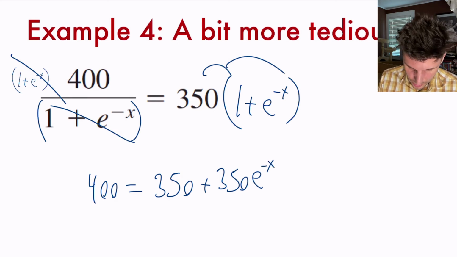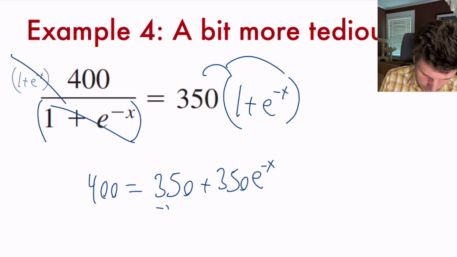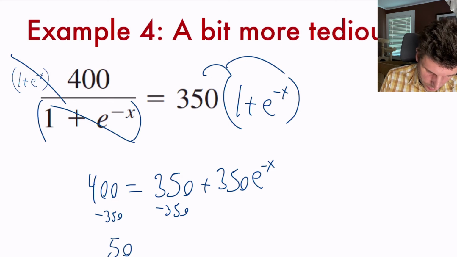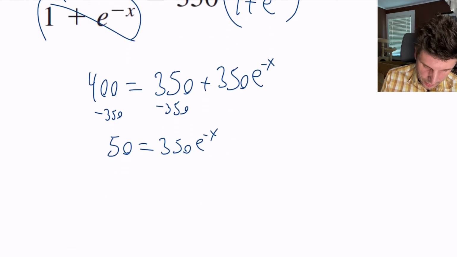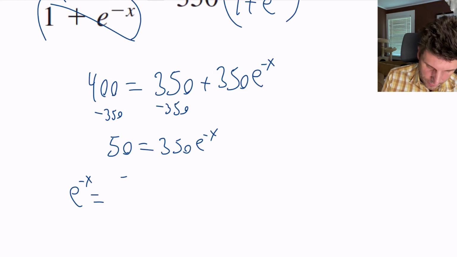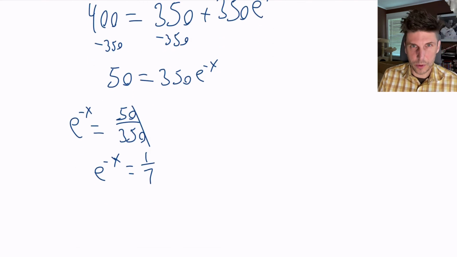Then I'm going to subtract the 350 from both sides. So I have 50 equals 350 e to the negative x. Divide both sides by 350, so e to the negative x is equal to 50 over 350. May as well reduce that fraction: e to the negative x equals 1/7. And then we're right back to where we'd normally be.